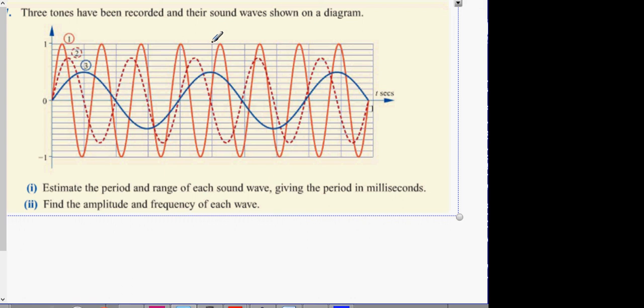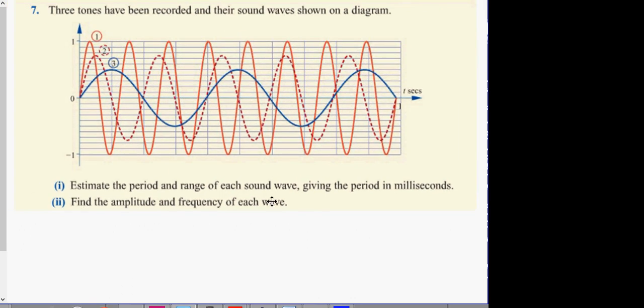Okay guys, question 7. 3 tones of a musical instrument are shown in the diagram. Okay, 3 tones have been recorded and their sound waves shown on a diagram. Estimate the period and range of each sound wave given the period in milliseconds. Now, I'm going to do the easy ones first.